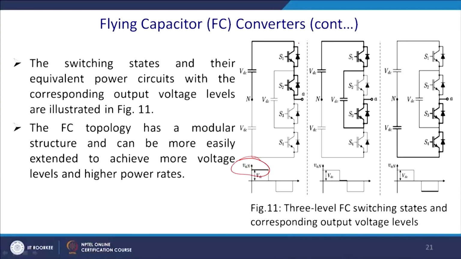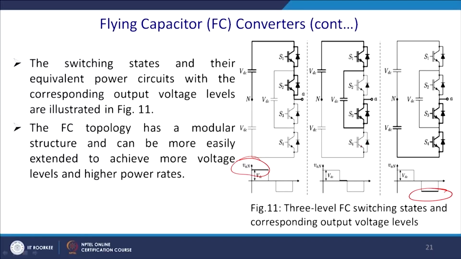If you wish to generate this voltage, it is the same, but when you try to generate negative voltage, generally S1 and S3 are required to be turned on, but in that case S2 and S3 are required to be turned on, and here S3 and S4 are required to be turned on, that is the same as that of the diode clamp inverter. So, these are the changes, while 0 can be done through different paths.